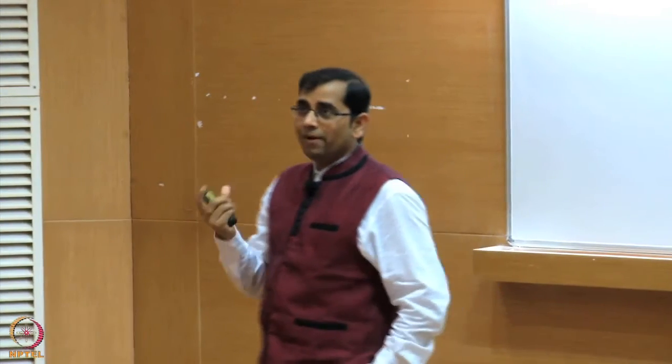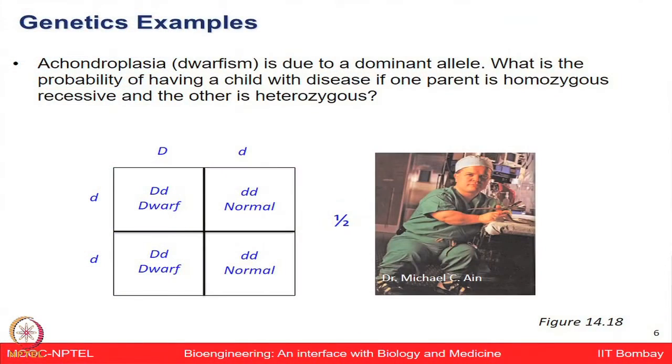And you can use any of the nomenclature for doing these particular types of crosses. Right, correct answer, half. So half the children or progeny will be dwarf, and this is actually one of the cases. Dr. Mike N, who was a scientist, himself suffered from this disorder of achondroplasia.